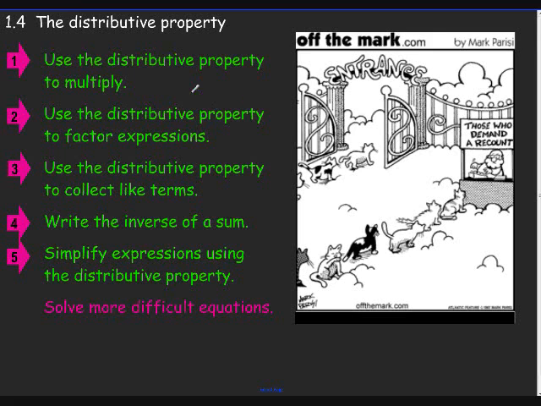Now we're going to move on to the distributive property. I think you probably know this so well, because usually students have spent a lot of time using the distributive property. The only thing that sometimes gets us tripped up is in the end, when you start working with like terms. You have to remember what like terms are. Write the inverse of a sum. Yeah, that might be something a little bit new there.